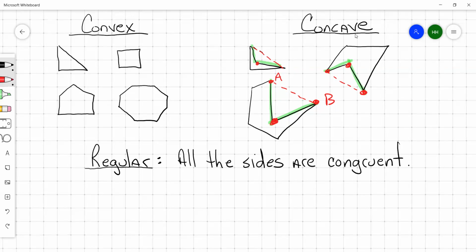If I go back up to these convex examples and this convex quadrilateral, and I put a tick mark on each side, those tick marks mean that all the sides are the same. So that would be a regular quadrilateral. Okay? All the sides are the same. Actually, it would be a regular convex quadrilateral.